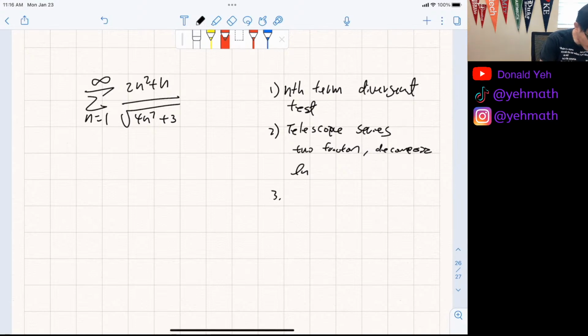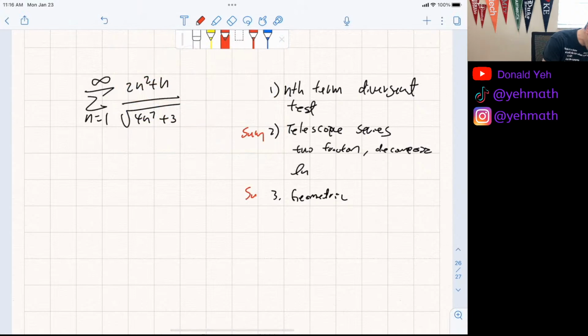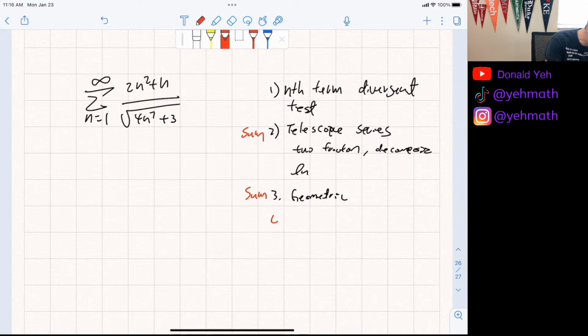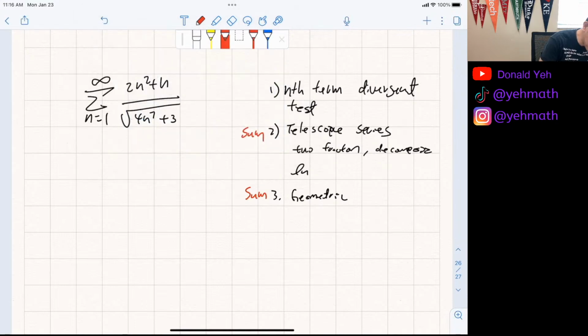Third, you have geometric. These two are the ones where you can actually get the infinite sum, between telescoping and geometric. Those are the only two where you can get a sum. Does that make sense? For geometric, the sum is a1 over 1 minus r, and for telescoping you have to write out all the terms, which eventually leads to a lot of canceling. So this is the sum.